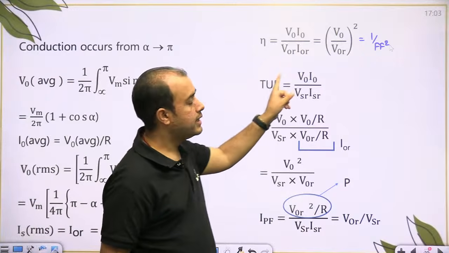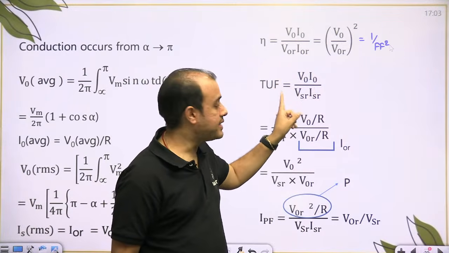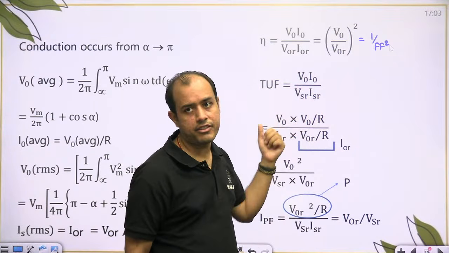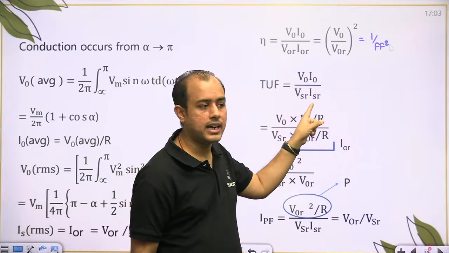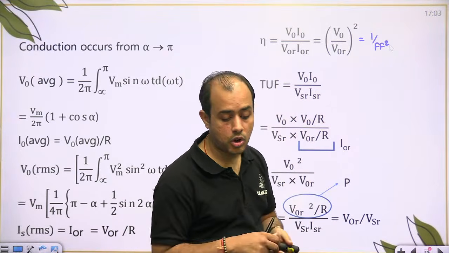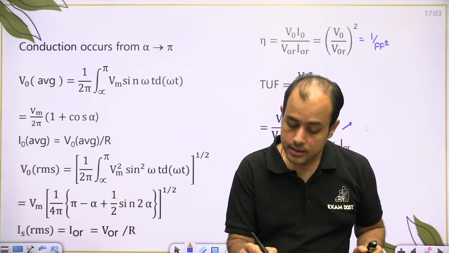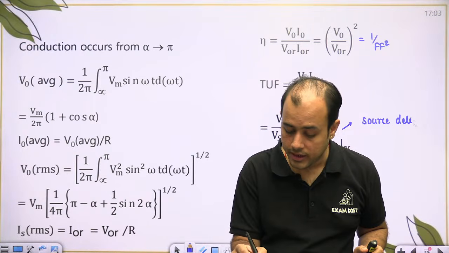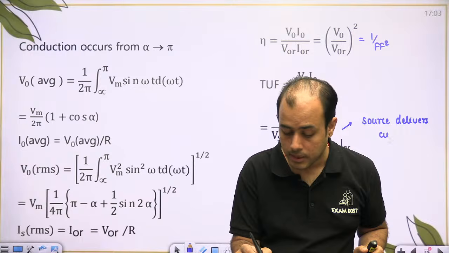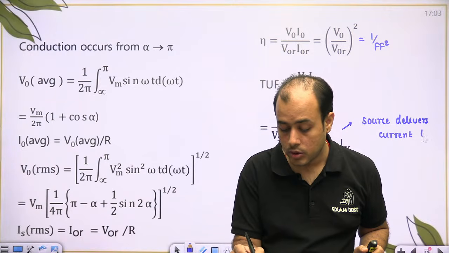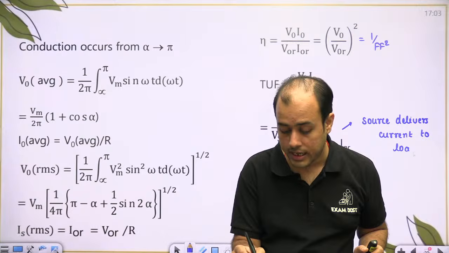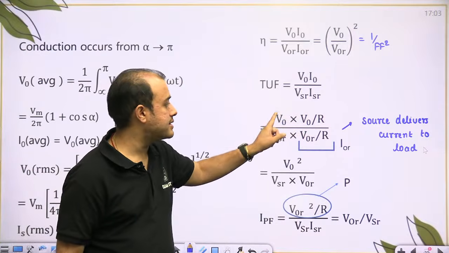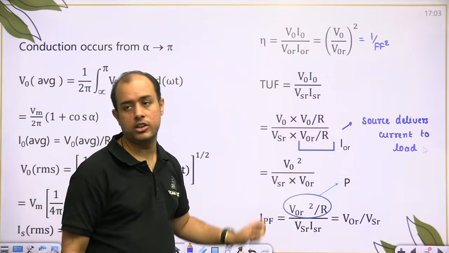Now, TUF is V average, I average by supply RMS voltage, supply RMS current. I average is V average upon R. Supply RMS current is same as the load RMS current because source delivers current to load. लोड में वही करंट जा रहा है जो सप्लाई से आ रहा है. तो सप्लाई का RMS करंट और लोड का RMS करंट बराबर है. ओके, so now R will be cancelled.